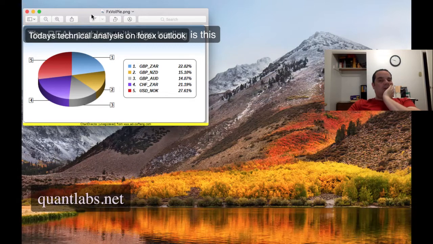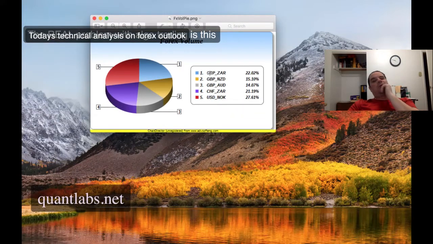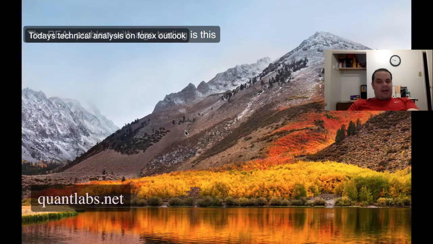Forex here currently in the order of British pound against the Rand, British pound against the New Zealand dollar, British pound against the Australian dollar. So something is happening with the British pound here, and then the Swiss franc against the South African Rand, and then the U.S. dollar against the Norwegian Krone. So that's the current status that we have.